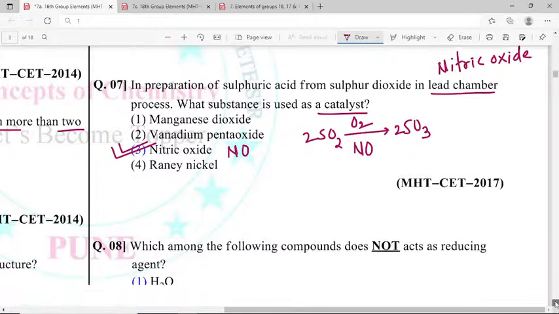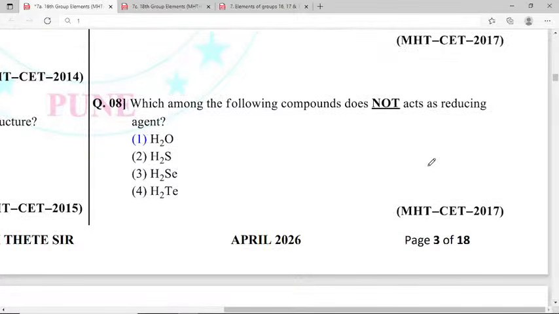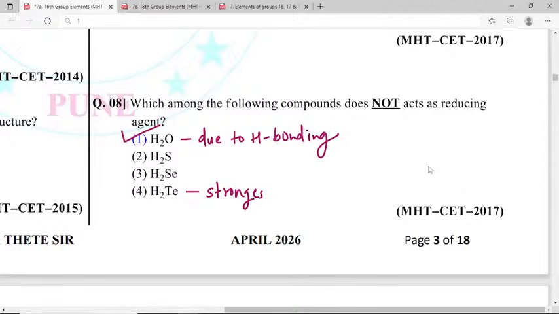Which among the following compounds does not act as a reducing agent? Water does not act as a reducing agent due to hydrogen bonding. And this is the strongest reducing agent, due to less bond dissociation enthalpy.